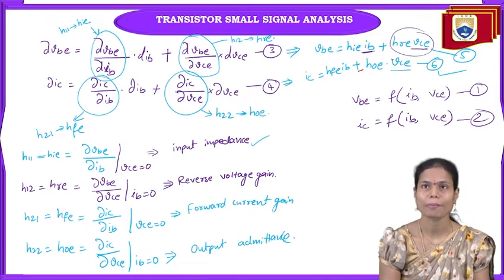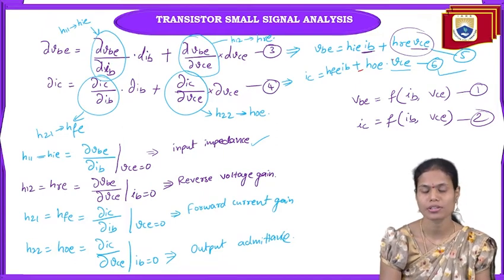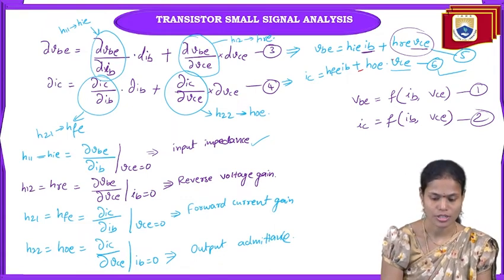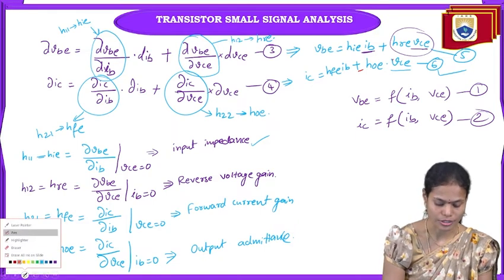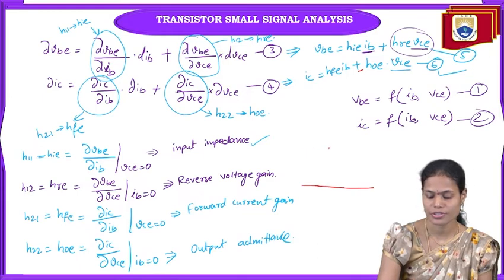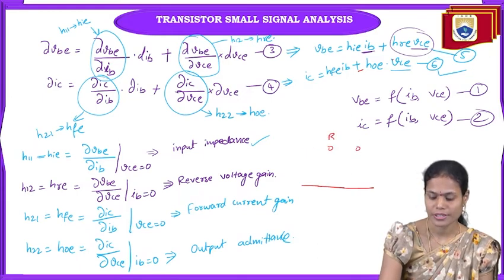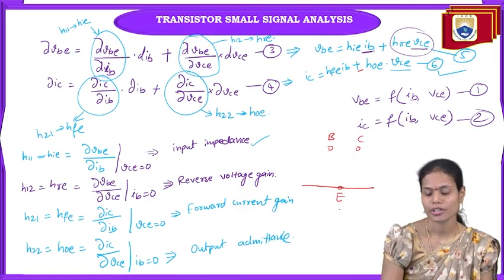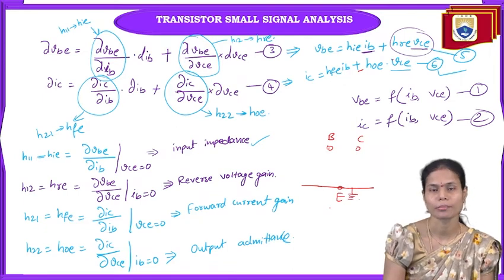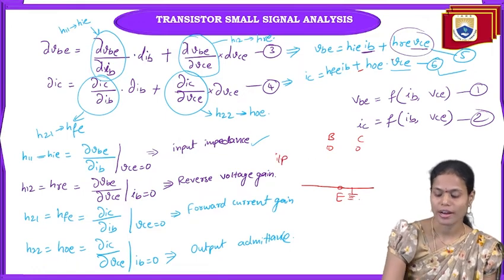So these are the 4 H parameters. By using these 4 H parameters, we can draw the hybrid equivalent circuit of the transistor, or small signal equivalent circuit of the transistor. For that, I am considering the 3 terminals of the transistor here: base, collector and emitter. I am taking the emitter down because we are considering it as the common emitter amplifier. So the emitter terminal is common, or grounded, between the base and collector terminals. This is the input side and this is the output side of the transistor.